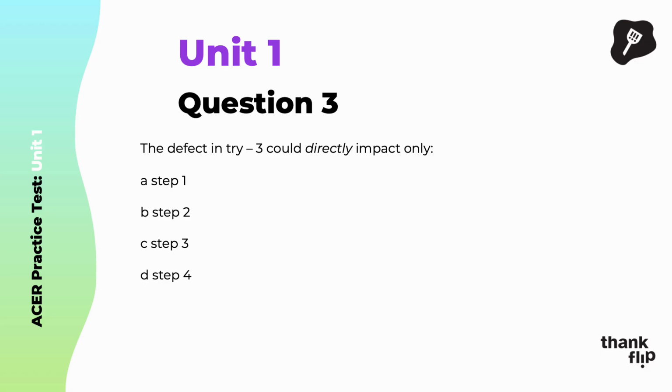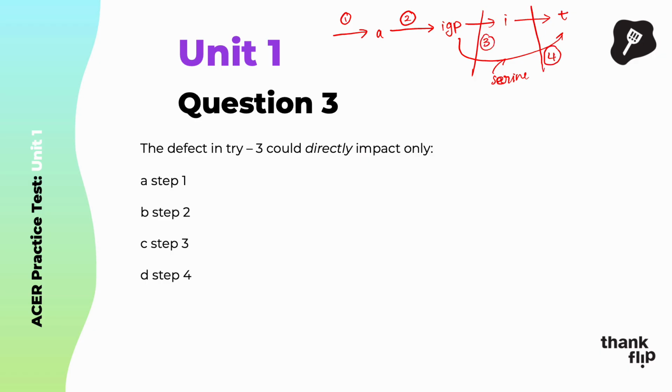Question 3 is asking about the particular mutation in TRI3. So I'm just going to draw out the diagram again, the flow chart. We have anthralic acid, and there's step 1 here. Step 2 here is anthralic acid becoming IgP. Then IgP either goes to indole to tryptophan, or it goes with adding serine. And this here is step 3, and this here is step 4.